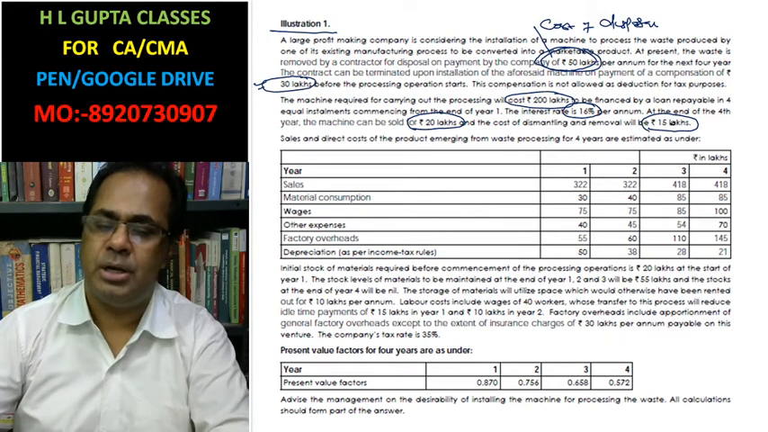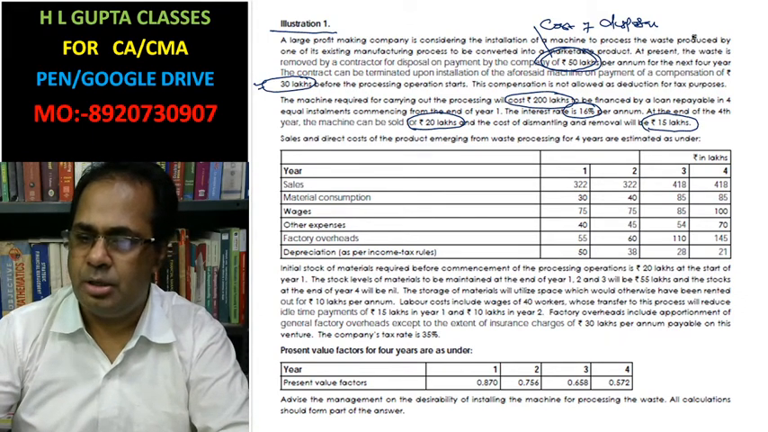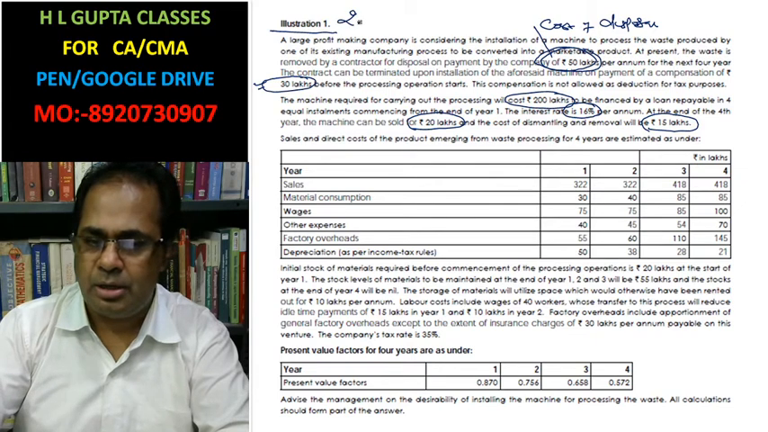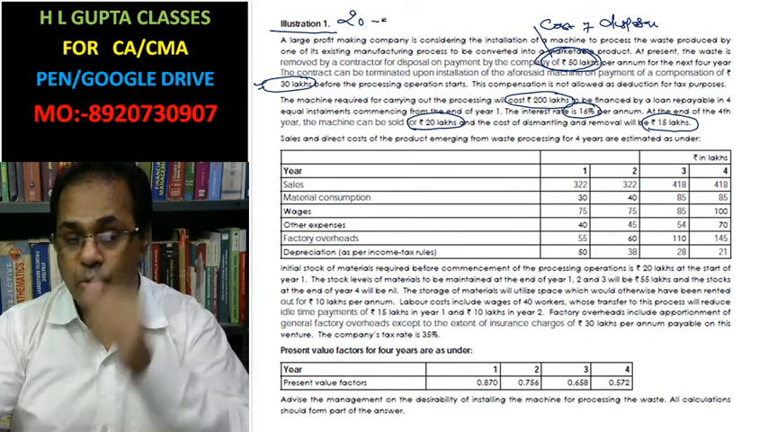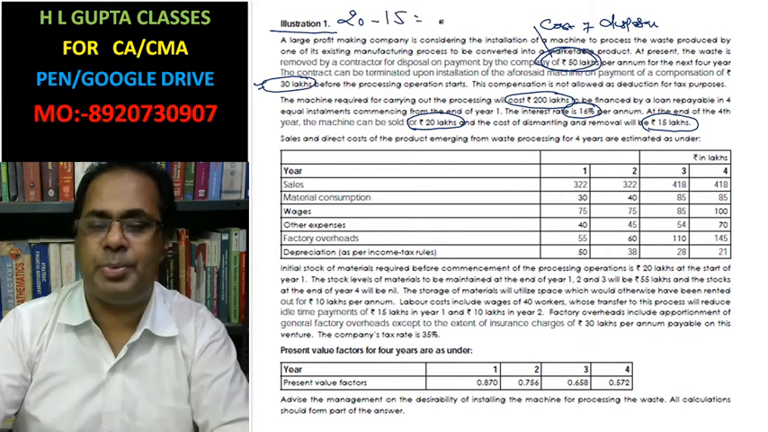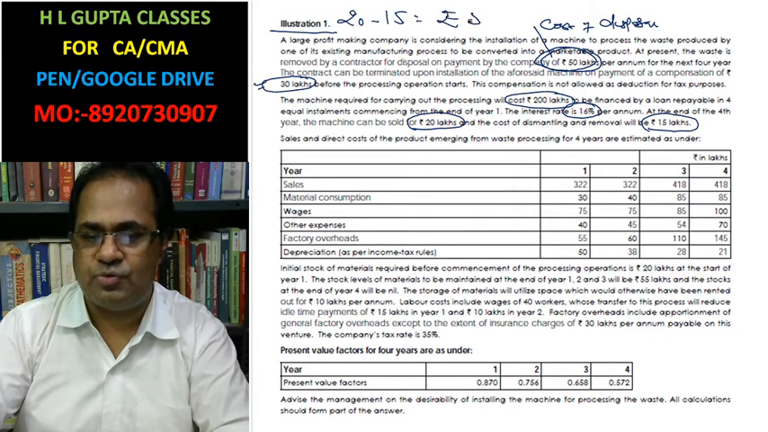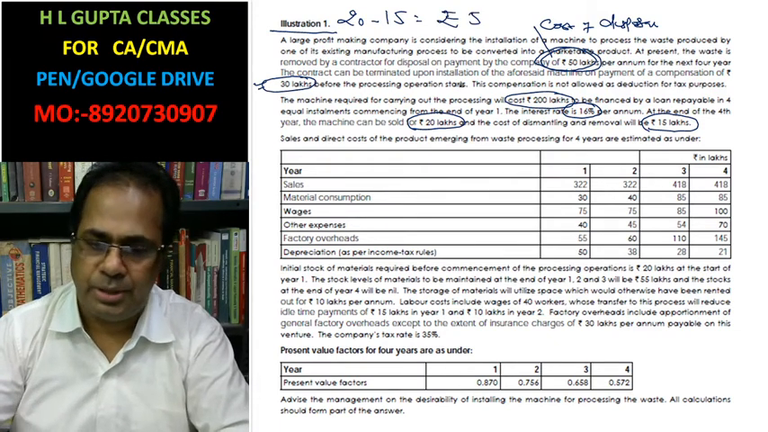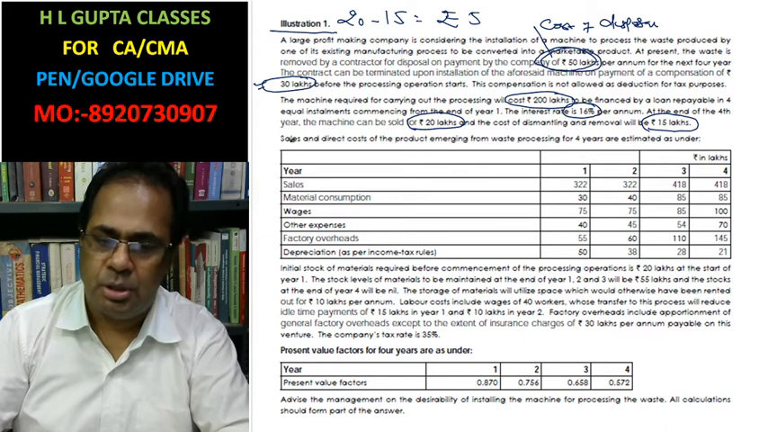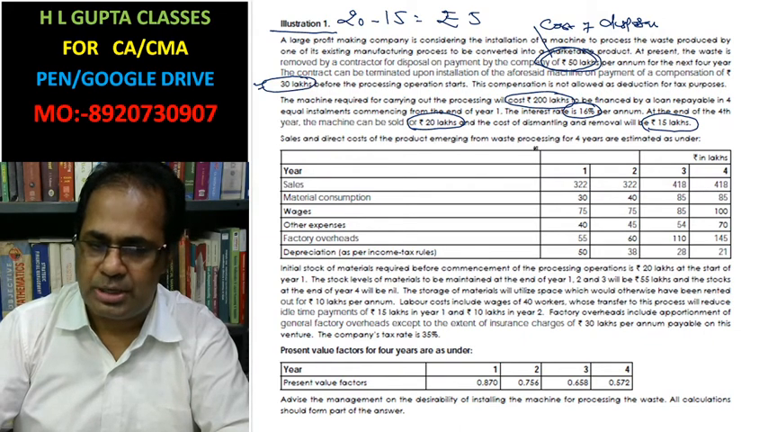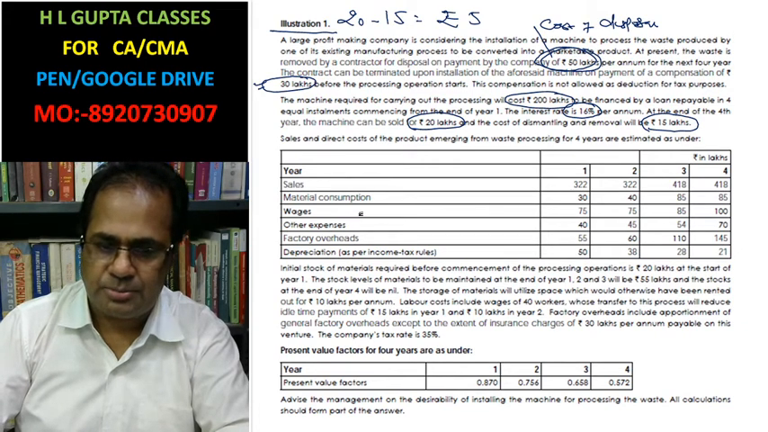It means that if you sell the machine for 20 lakh and your removal cost is 15 lakh, your net realization is rupees 5 lakh only at the end of the fourth year. The sales and direct cost information is given there: sales, material consumption, wages, and other factory costs.